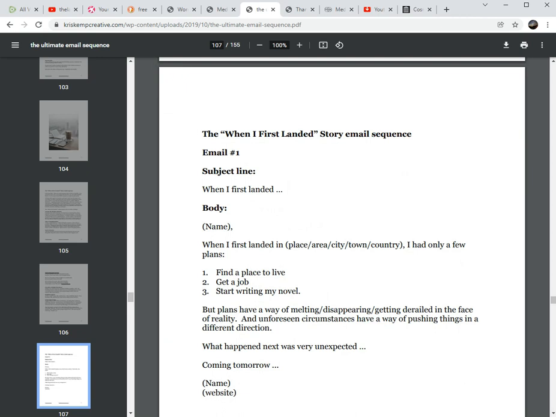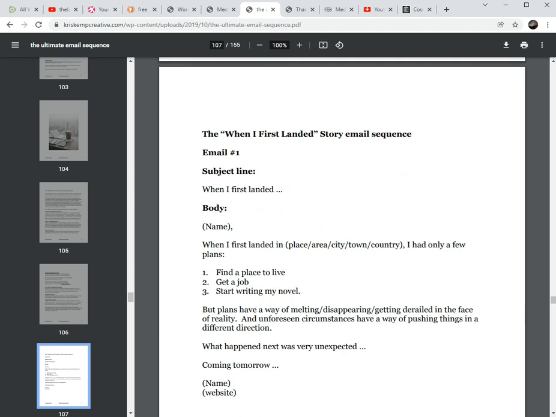So the When I First Landed story email sequence. I'm just going to do an overview of this, and we're on page 107 of the Ultimate Email Marketing Sequence Template Blueprint. Email number 1 is When I First Landed. And this is pretty fun. You can borrow this and model it if you want. You start it out by just saying, when I first landed.